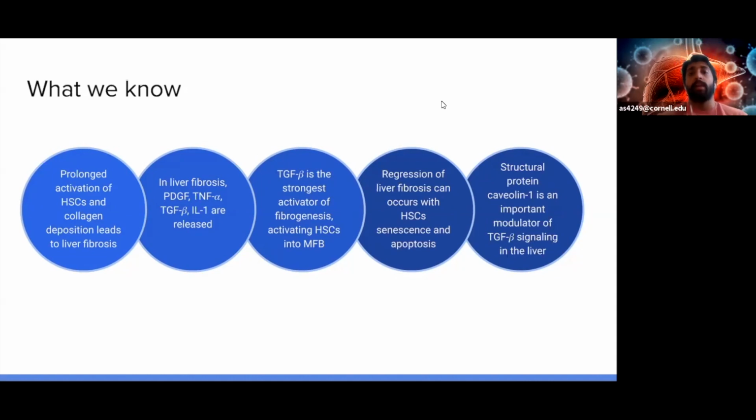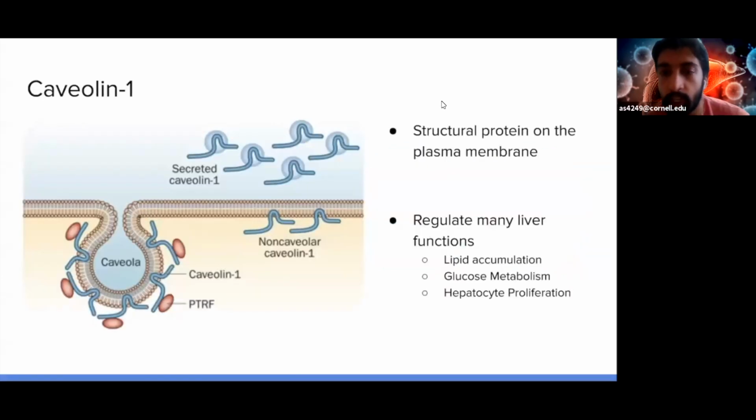Now, in order to combat this TGF-beta signal, we've also identified an important regulator of TGF-beta called caveolin-1, which will help us modulate the TGF-beta signal produced in order to activate these stellate cells into myofibroblasts and create collagen. So what is caveolin-1? Caveolin-1 is a structural protein of the plasma membrane. It creates this invagination, thus capturing TGF-beta1 and releasing these anti-apoptotic signals, thus an inducer of hepatocyte proliferation.